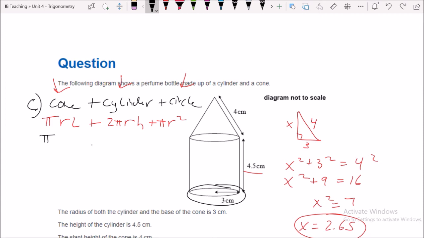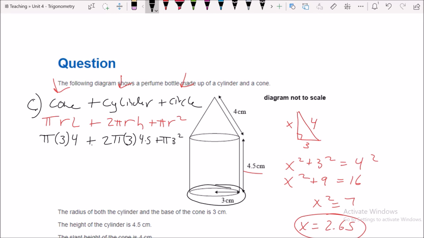No, that's right. Okay, I wanted to catch myself. I made a mistake. So 3, and then the slant height is 4, plus 2 times pi times the radius, again, is 3, times the height is 4.5. And then the circle, and that's pi times 3 squared.